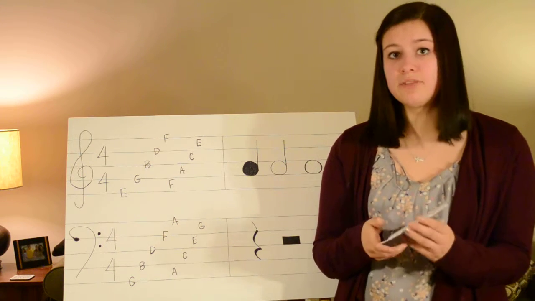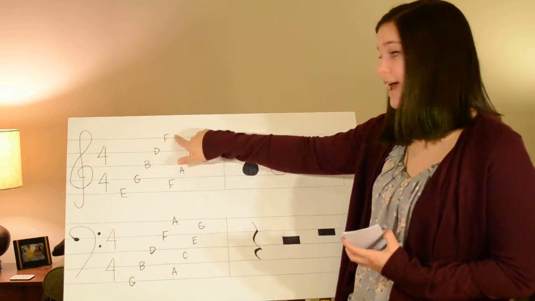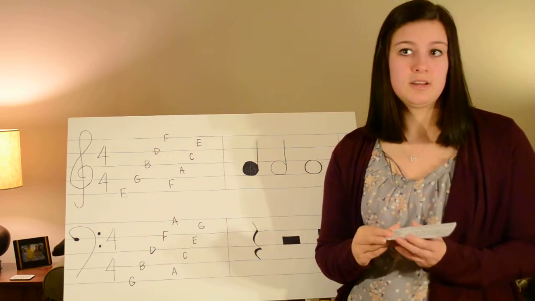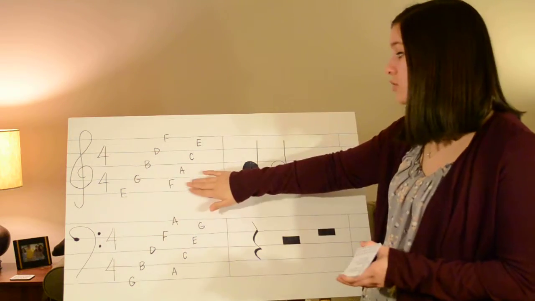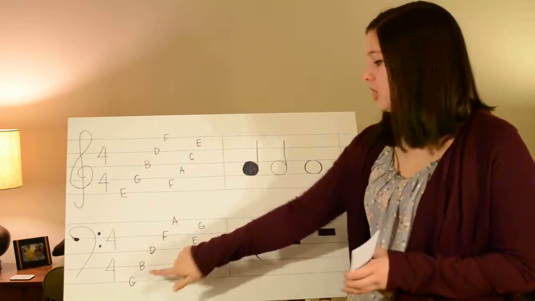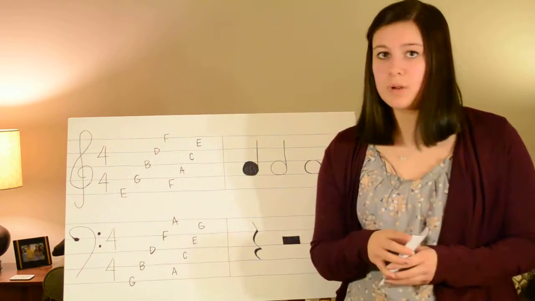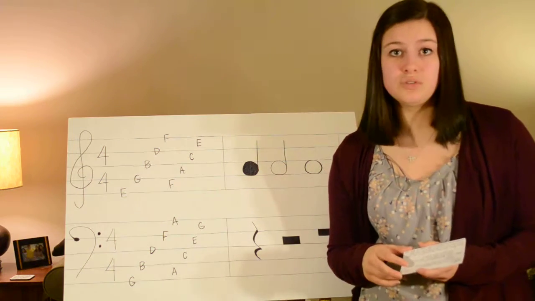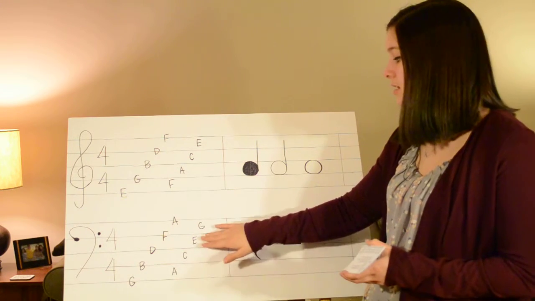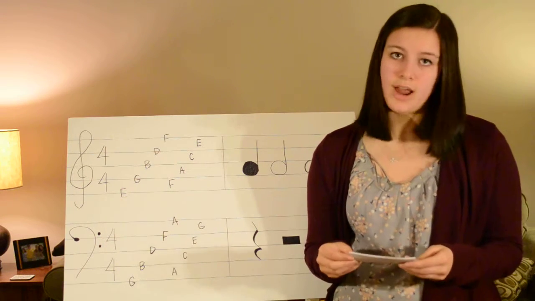On the treble clef, the lines are E, G, B, D, and F. This can be remembered using the phrase, "every good boy does fine." The spaces in between create the word face. On the bass clef, the lines are G, B, D, F, and A. This can be remembered using the phrase, "good boys do fine always." The spaces in between are A, C, E, and G. This can be remembered using "all cows eat grass."